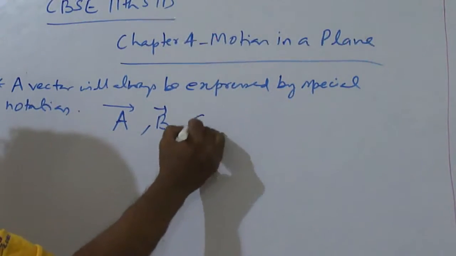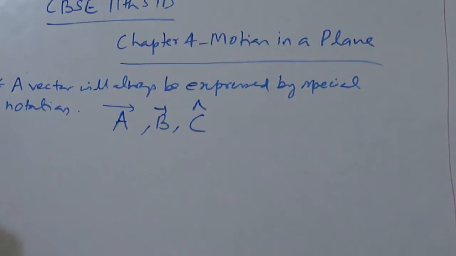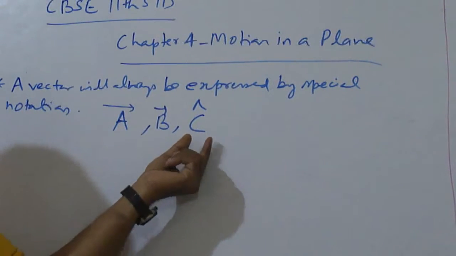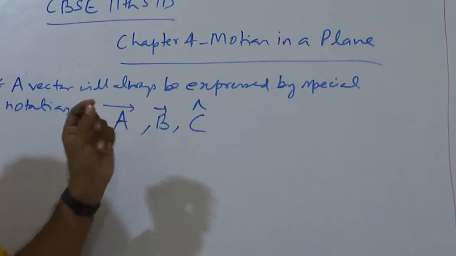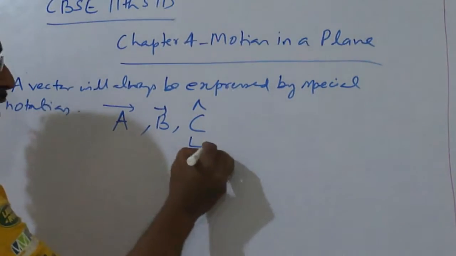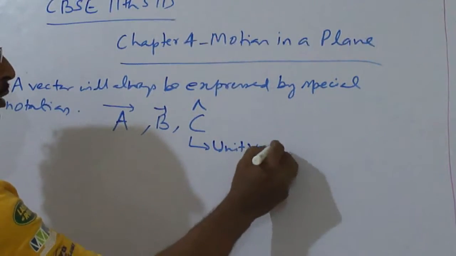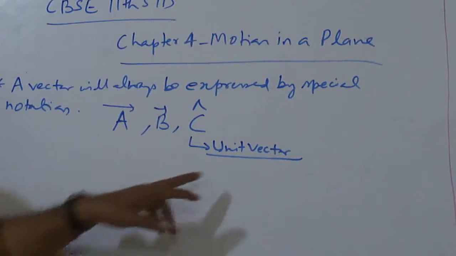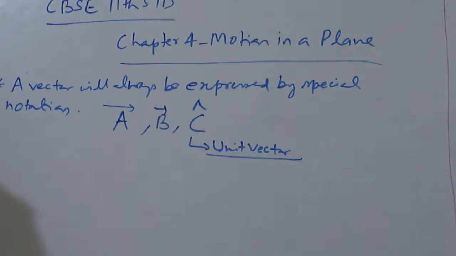Some places you will find that this cap also will be used. This cap is generally used to represent unit vector. Unit vector means what? Unit means what? Not that unit. I am not talking about units like meter and kilometer, meter and kg and second. We are talking about unit vector. Unit vector means magnitude 1.